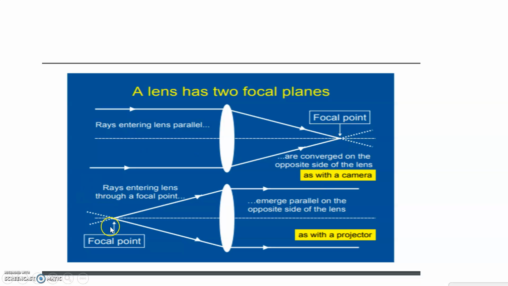Rays entering the lens through the focal point, the continuation of this is here. The rays which are entering through the lens at the focal point diverge and emerge parallel on the opposite side of the lens, as with the projector.